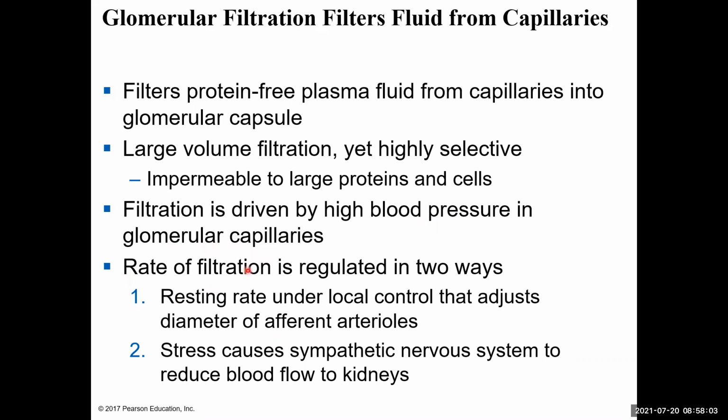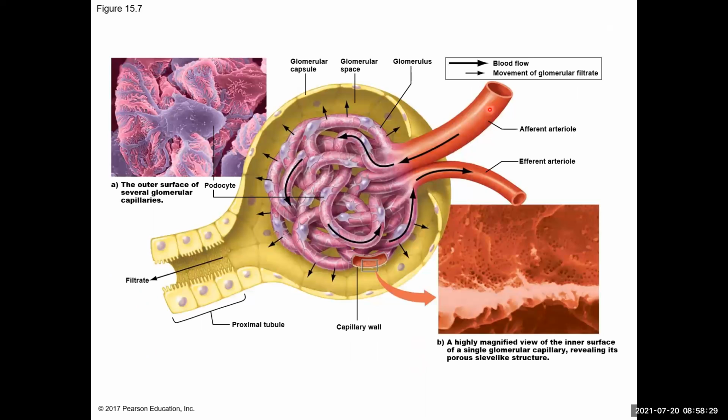Okay, and so that rate of filtration can be regulated by two different mechanisms. So the resting rate adjusts the diameter of the afferent arterioles, which affects the blood pressure, and then stress causes the sympathetic nerves to reduce blood flow to the kidneys. You reduce blood flow, you reduce filtration. And so basically you have a larger afferent arteriole that's pushing more blood into this glomerulus, and then a smaller efferent arteriole that's moving less blood. So you get a higher pressure in the glomerulus.